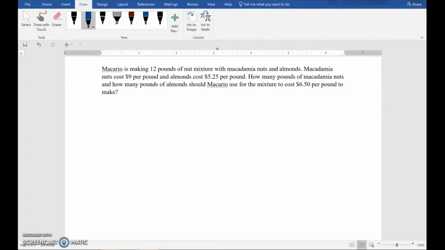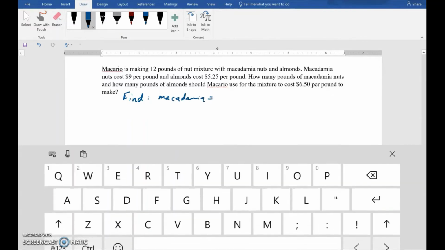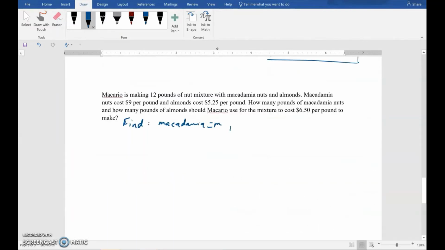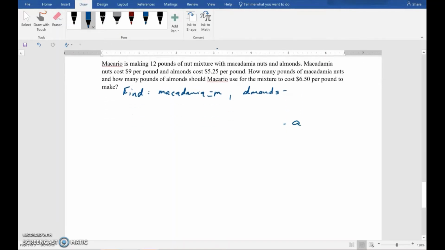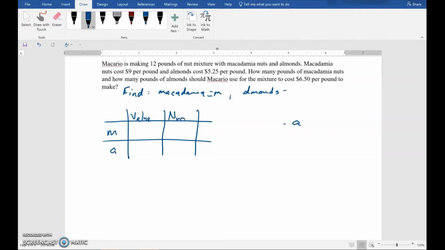Okay, so what are we trying to find? We're trying to find macadamia nuts. Let's call that M. And we're trying to find almonds. Let's call that A. Okay, let's go ahead and make our chart. So M, A, we're going to put value, we're going to put number, and we're going to put total.